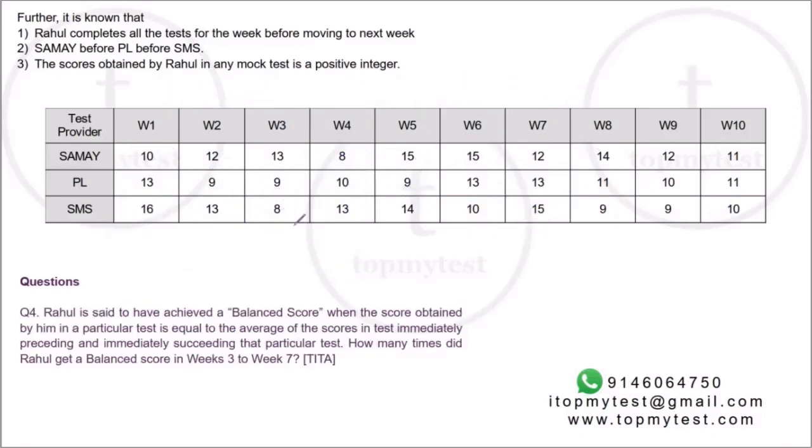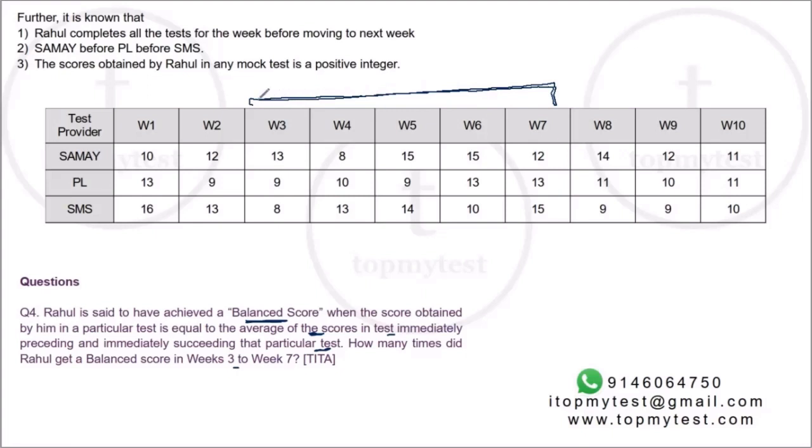Okay, let's try question number 4. Question number 4 says Rahul is said to have achieved a balanced score when the score obtained by him in a particular test is equal to the average of the scores in the test immediately preceding and immediately succeeding that particular test. How many times did he get a balanced score in week 3 to 7?